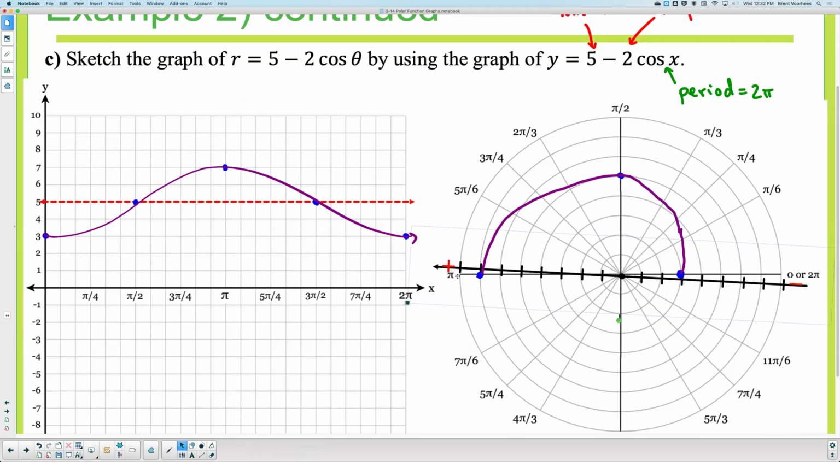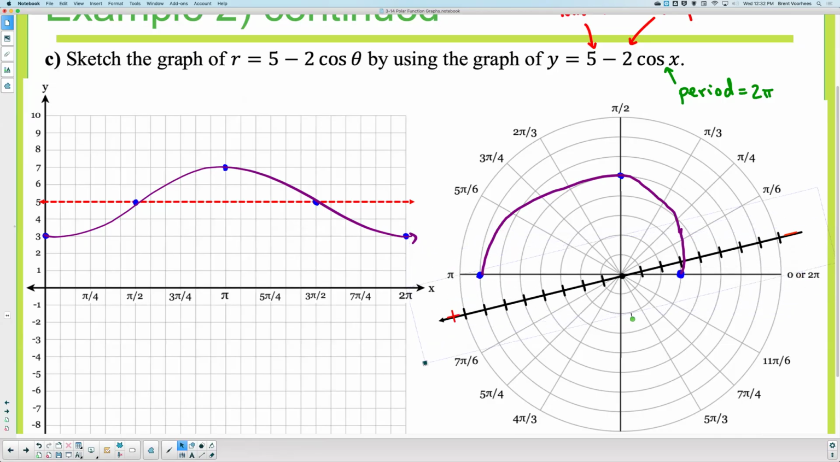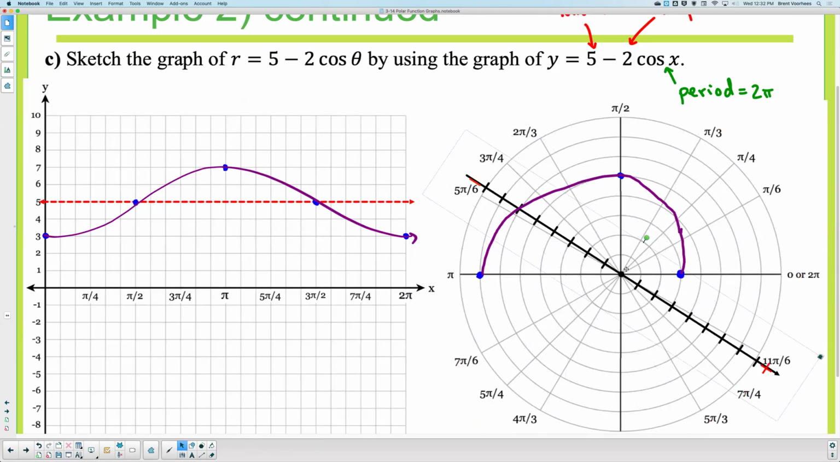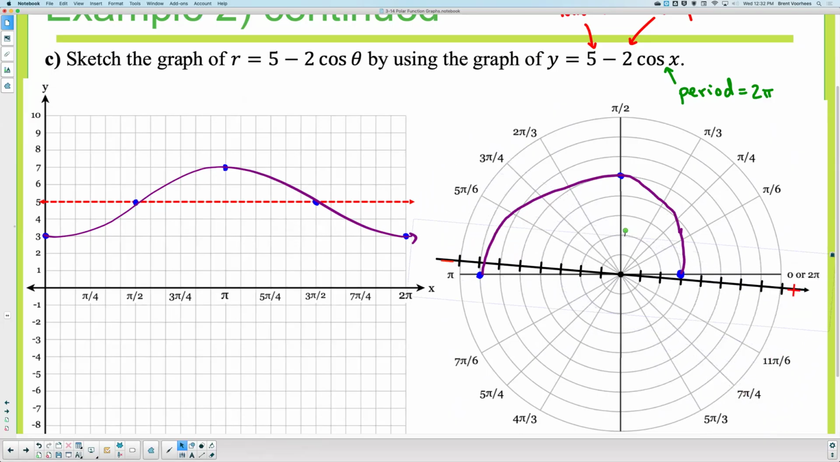Now, after we get to pi, what happens? We decrease. We basically repeat, but now we are decreasing all the way around. Goodness, it's tripping on me. So we're going to decrease all the way around. I'll put the point at 3 pi over 2, which should be 5. 1, 2, 3, 4, 5. So just decrease and try to hit those points along the way.